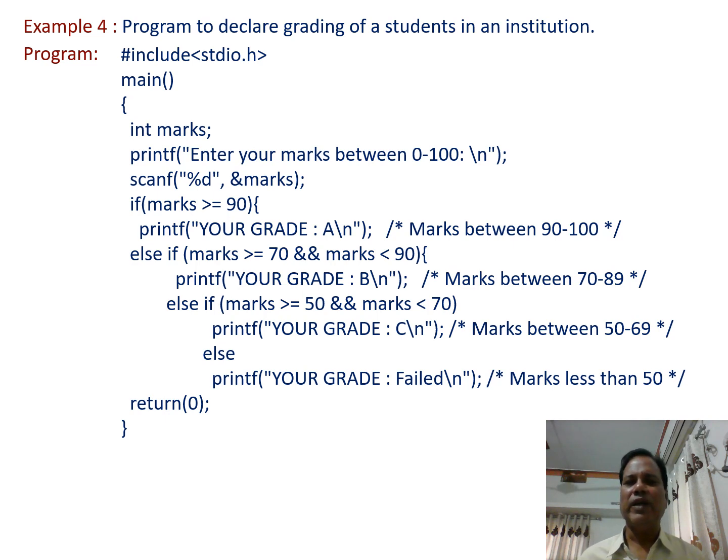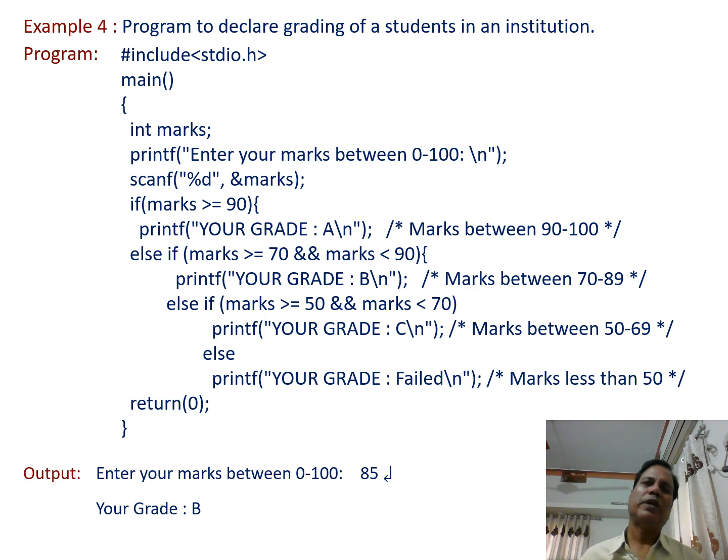So in this way, when this program is executed, we get the output. Initially, enter your marks between 0 to 100, and when we enter 85 and press the enter key, your grade B is displayed. So in this way, with the help of various example programs, we try to understand how the else if ladder is used in a program.